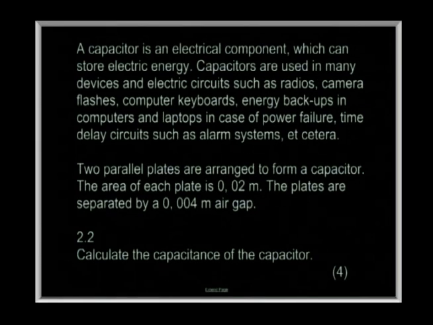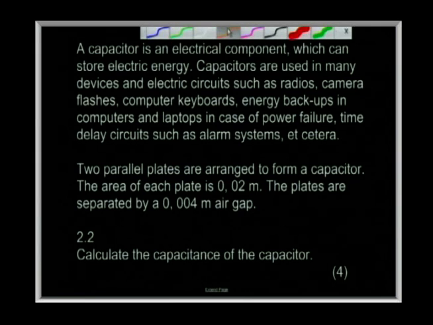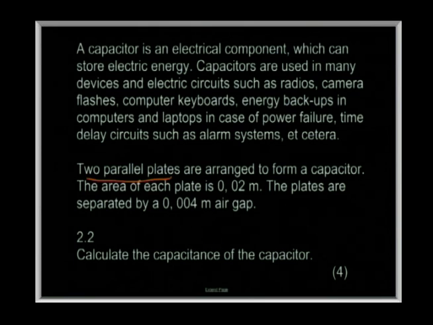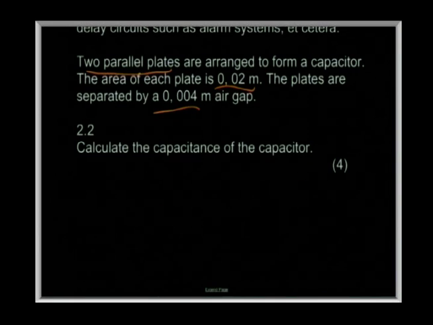Let's look at the second part of it. It now says two plates are arranged to form a capacitor. Just highlight that. So we've got two plates, two parallel plates. The area of each plate is 0,02 meters. The plates are separated by 0,004 meters air gap. So let's just draw a picture before we do the calculation.